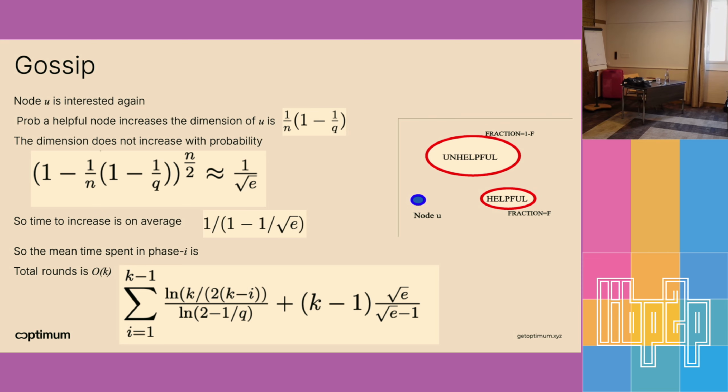Okay, so the only way the dimension is not going to increase is if, remember, the probability that a particular helpful node increases it is roughly 1 over n. So it's the probability that it doesn't increase, which is 1 minus the probability it does increase. Okay? And then there's n over 2 nodes, so every one of those n over 2 nodes has to fail to help me for the dimension not to increase. Right? It has to be that all of those nodes fail to help me.